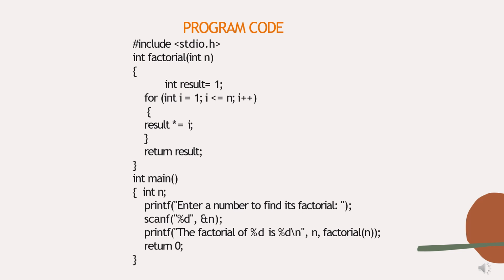Once this function is called, the control will go to the function factorial above and the statements in the function will be executed. It will return the factorial value to the main function and it will be printed.